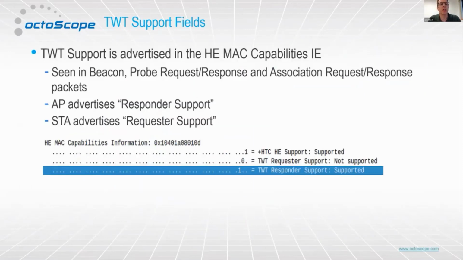The first thing that we want to check is to find out about devices that support TWT. So if we can just get a capture of an association request response, we can examine the beacons, the probe request response, the association request responses. And we want to check the HE-MAC capabilities information field. That's where we're going to see about TWT requester or responder support. So the picture we have here is from an AP that's advertising that it's a responder.